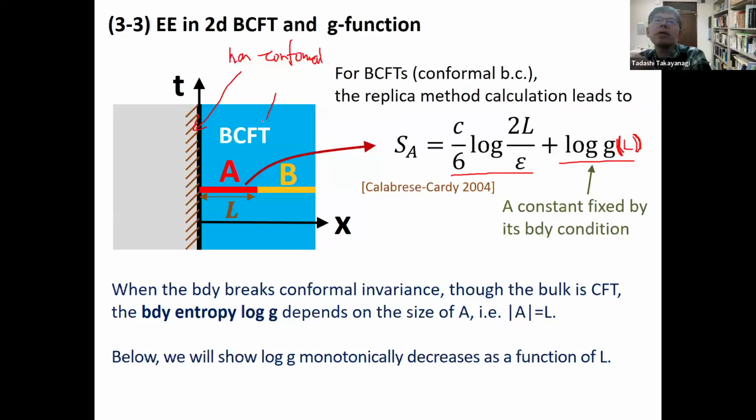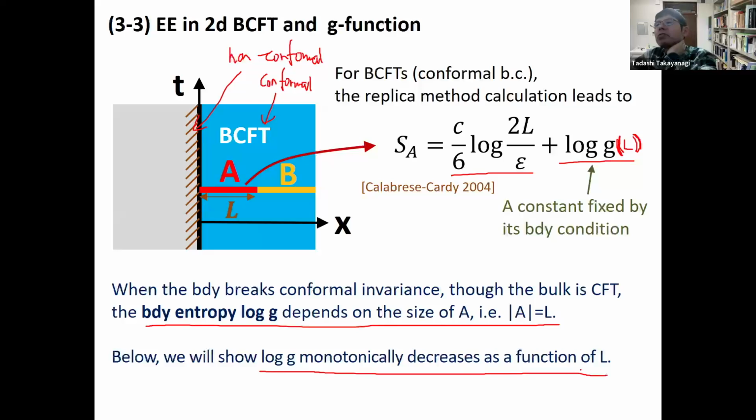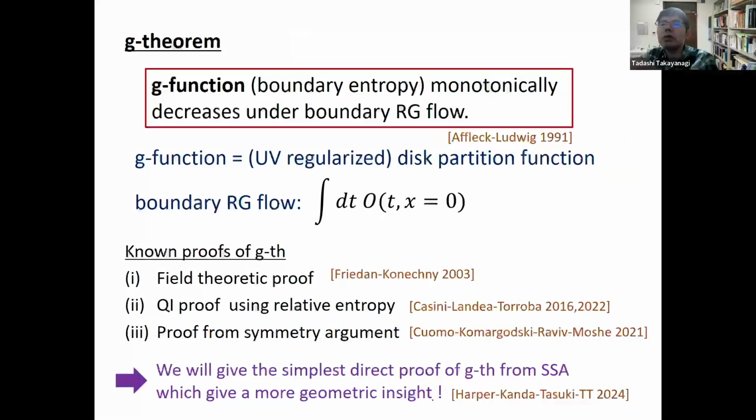The bulk is always conformal. And when the boundary breaks conformal invariance, though the bulk is a CFT, this boundary entropy depends on the size, as I mentioned here. And we would like to show that log g, or g, monotonically decreases as a function of the length. This is a g theorem, but this is a bit different from the original g theorem, right? Since it's not about the disk partition function, we call it the entropic g theorem.